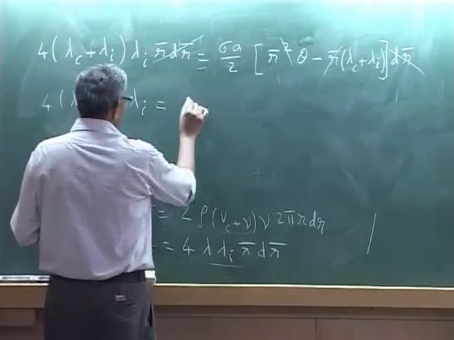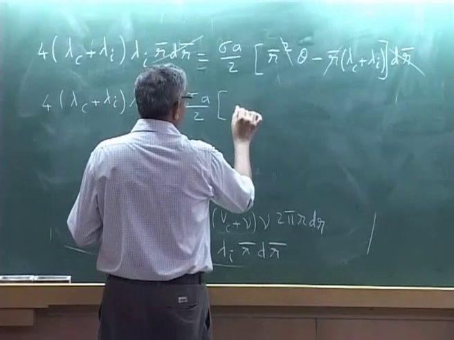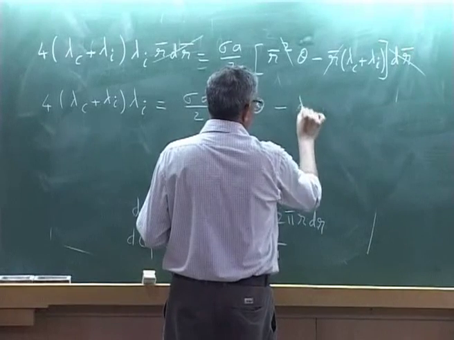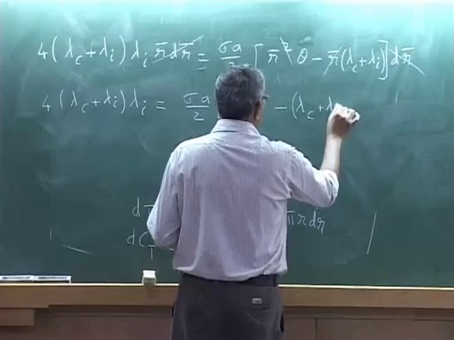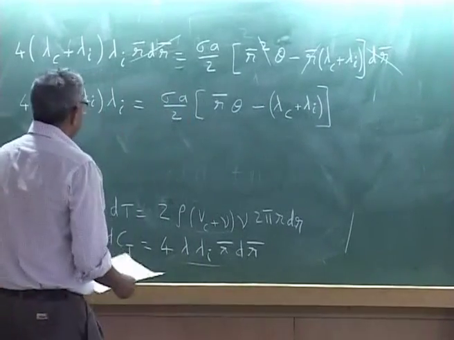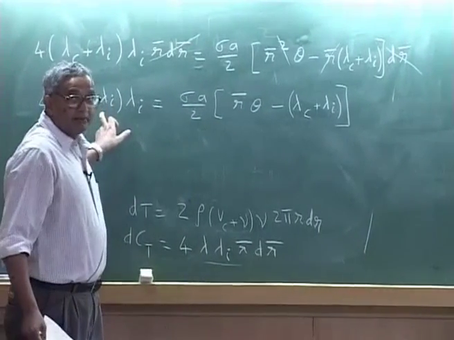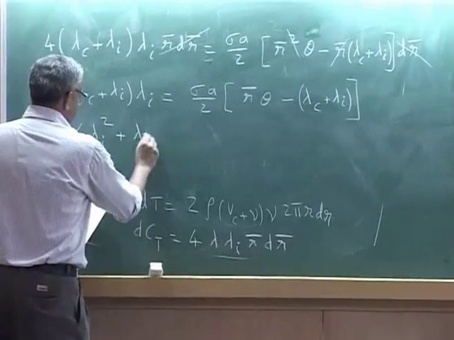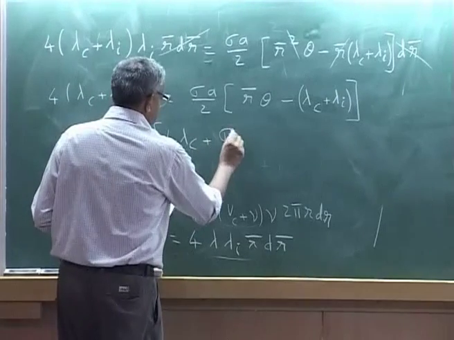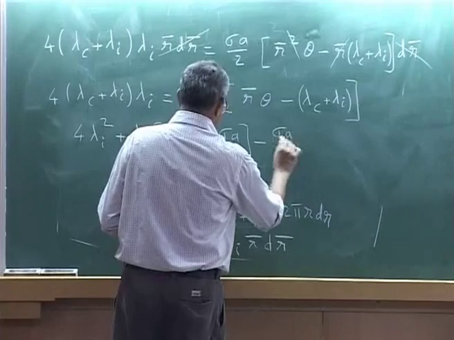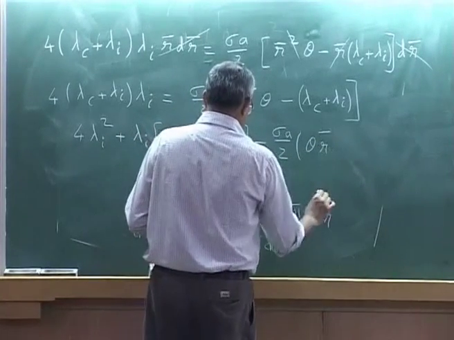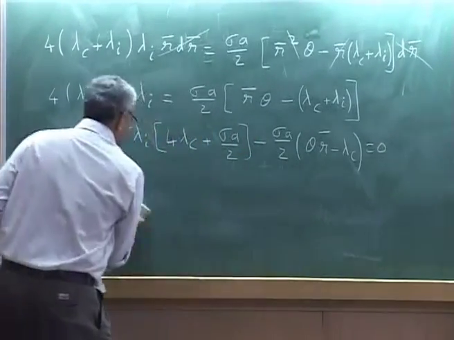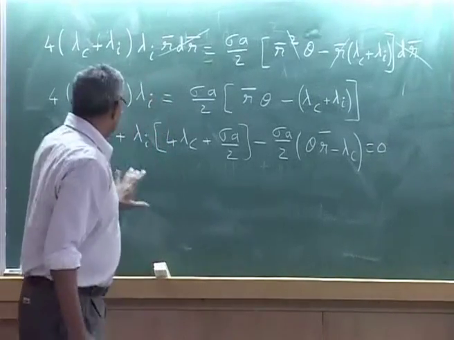I equals sigma A over 2 r bar theta, okay, minus lambda c plus lambda I. Okay. Now, this is nothing but a quadratic equation in lambda I. So, you will write this as 4 lambda I square plus lambda I 4 lambda c plus sigma A over 2 minus sigma A over 2 theta r bar minus lambda c equals 0. Okay. This is a quadratic equation in lambda I.